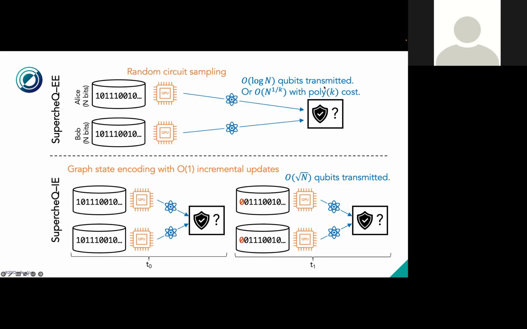And again, even that is not the best we can do, because if you believe conjectures about approximate unitary T designs, then you can get scrambling much faster than that. So that was SupercheQ EE.